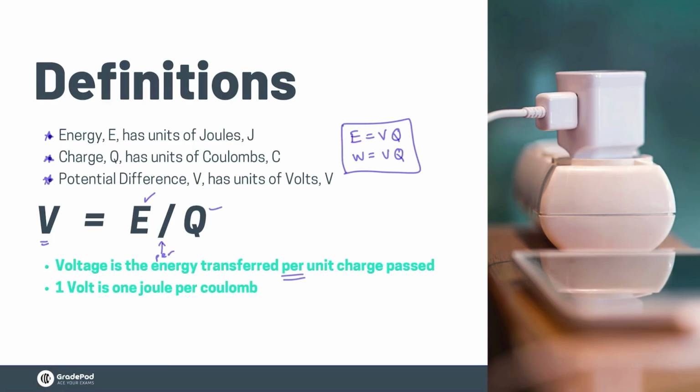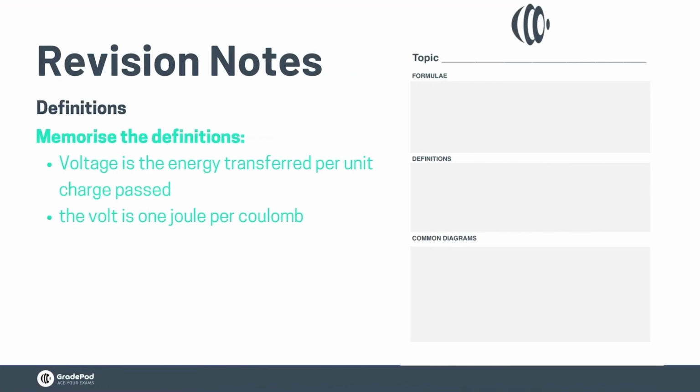And the volt, well, let's just look at the units of these things. 1 volt is equal to 1 joule per Coulomb. These two definitions are important. Let's pop them into the definition section. So voltage, I don't need to write this down, you can do it. So you write down your definitions here.